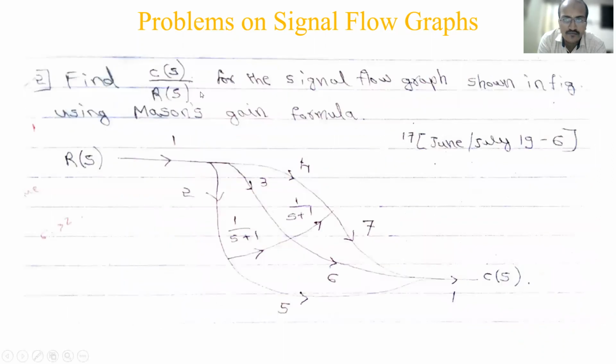So this is the problem. Find C of S by R of S for the signal flow graph shown in the figure using Mason's gain formula. It is a recent 17 scheme paper question. So R of S, this is C of S. Identify the four forward paths. Here this is also a node, and here this is also a node.